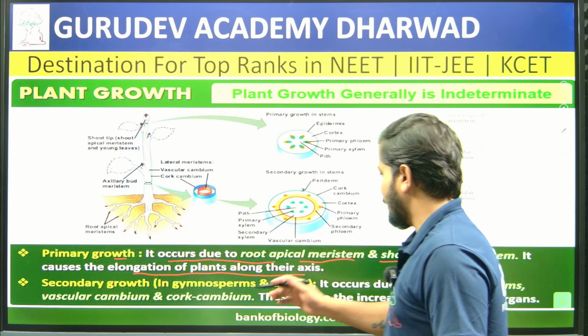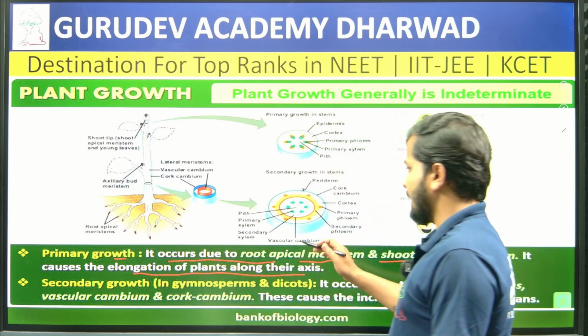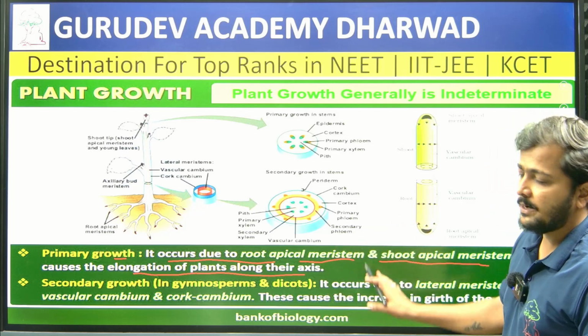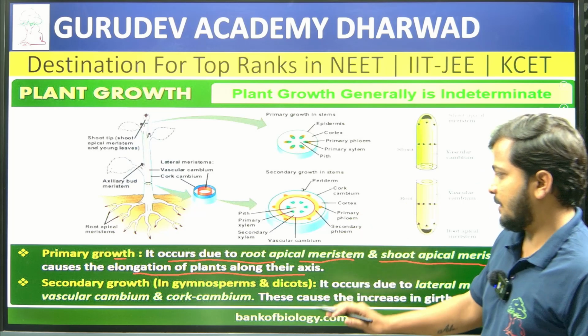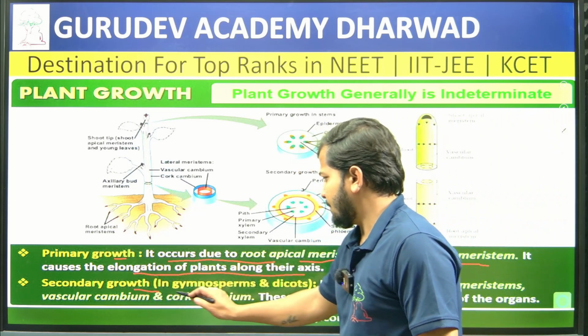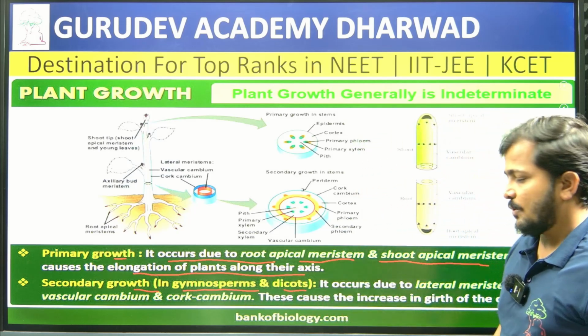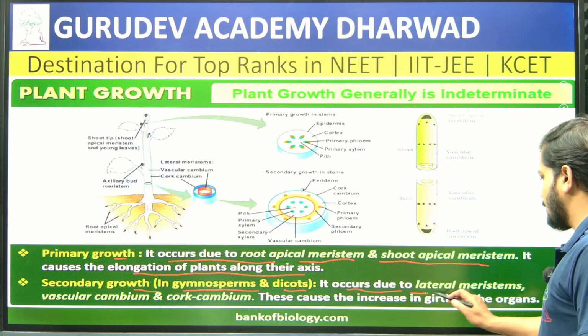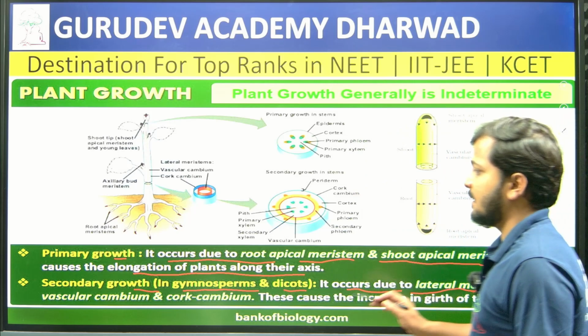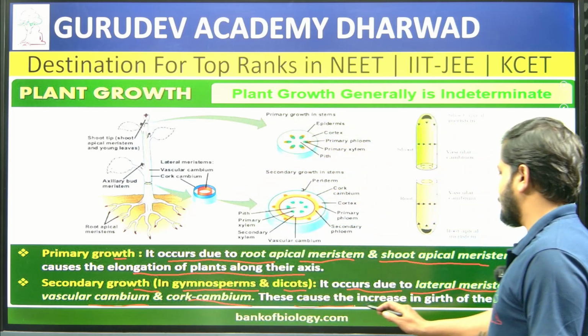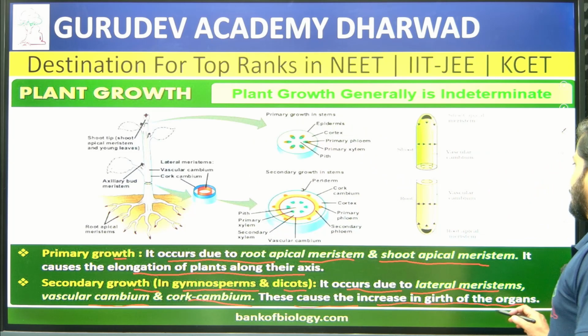Along with primary growth, the intercalary meristems also play a very important role. Secondary growth can be seen majorly in gymnosperms and only in dicots. It occurs due to the lateral meristems, the vascular cambium and cork cambium. These cause an increase in the girth of the plant.